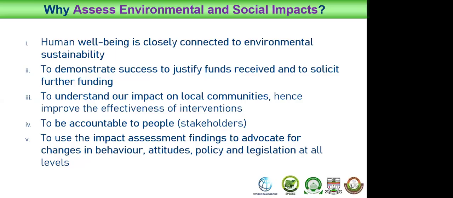Okay. And secondly, assessment of environmental and social impact is justified because it demonstrates success, okay, that justifies funds received and helps to solicit further funding. So once you are able to carry out an assessment of both environmental and social impacts, you'll be able to demonstrate that, yes, you have been successful because every impact has a mitigation strategy. And the mitigation strategy, once done, has its own measurement metrics, or milestones, that will show it. So once you keep the records, you will be able to defend yourself and even ask for further funding, which will now help to improve the environment further.